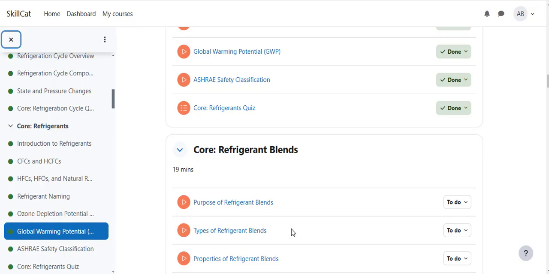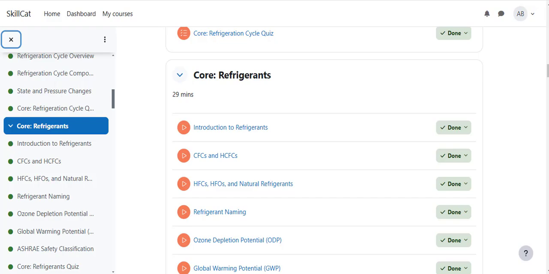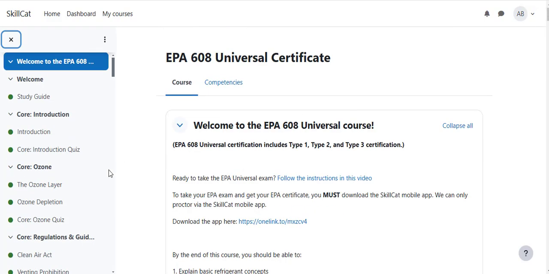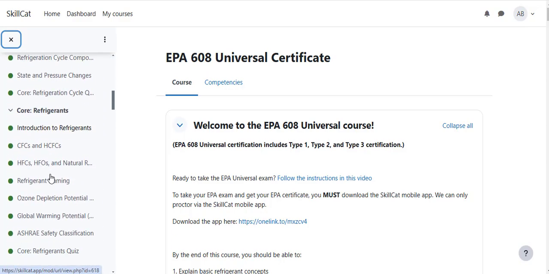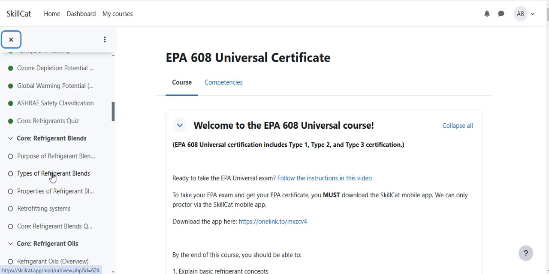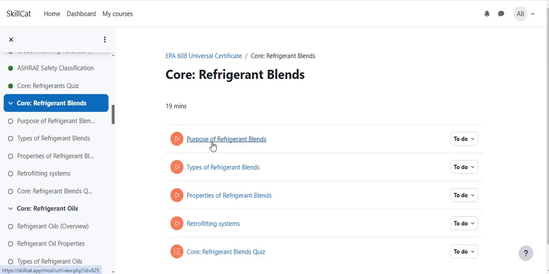We will continue the course for the EPA 608 Universal Certificate. Now we will continue. We finished refrigerants the last time. We'll continue now with refrigerant blends. We'll start with this one: purpose of refrigerant blends.